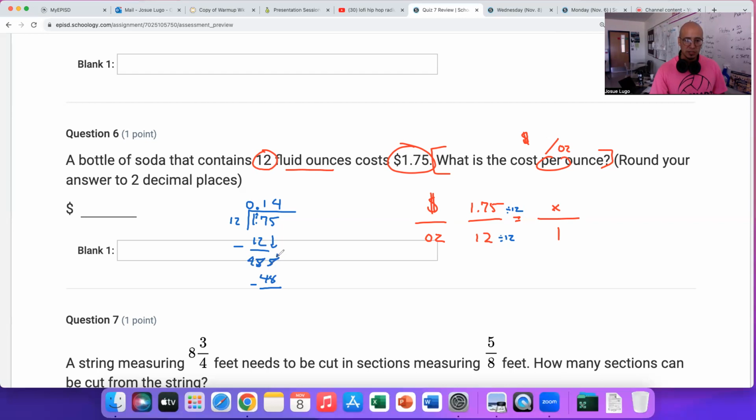So when I subtract these two, 8 to 15 will be 7. Okay, let's keep going. Bring down the 0, and that's going to be 70. 12 times 5 is 60.